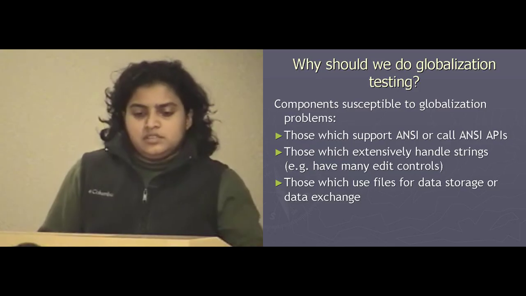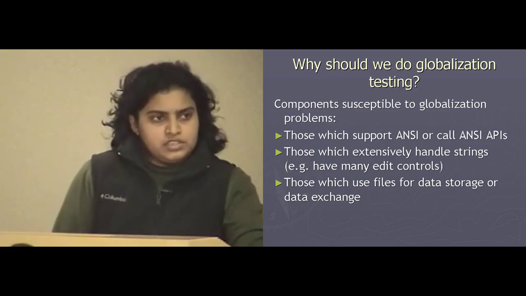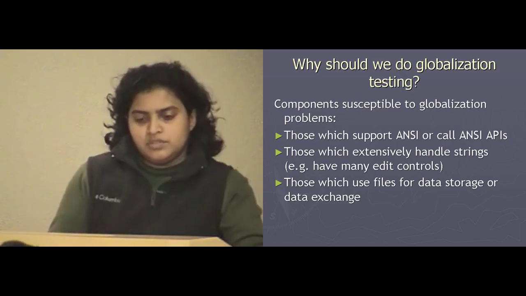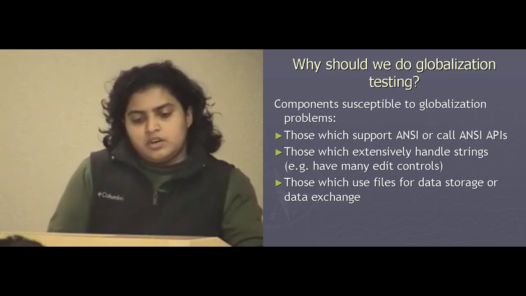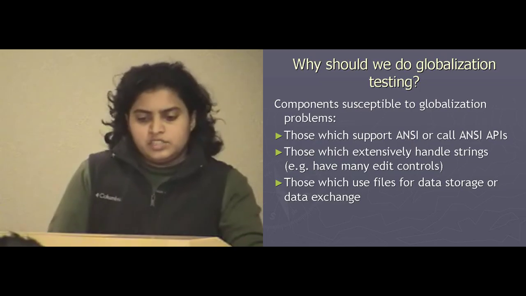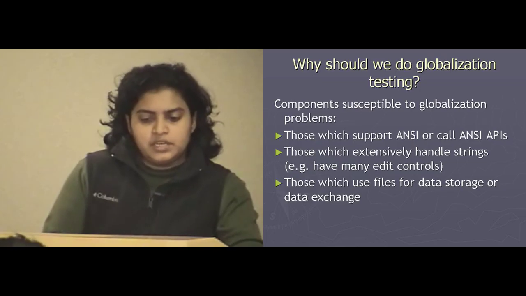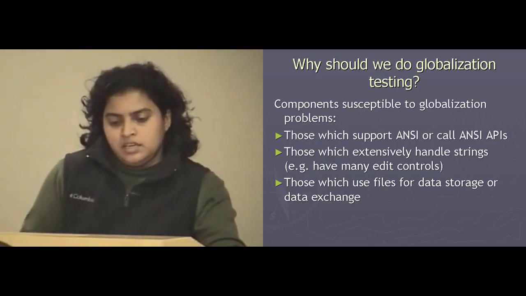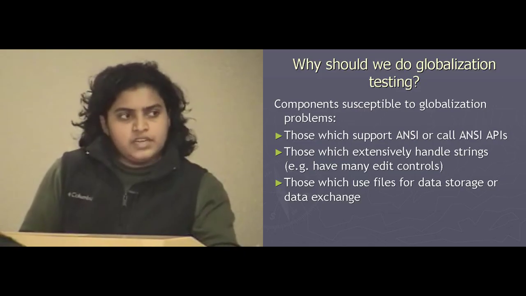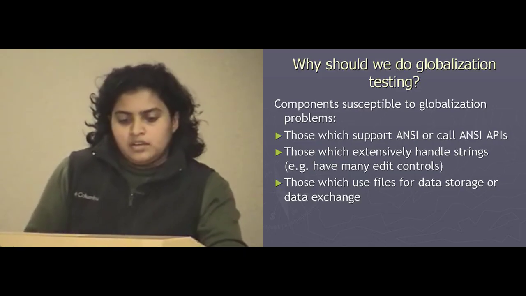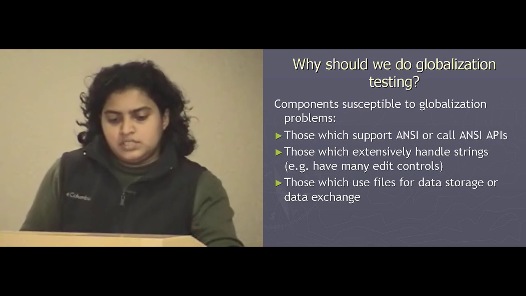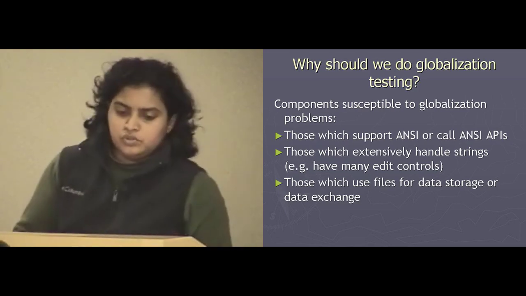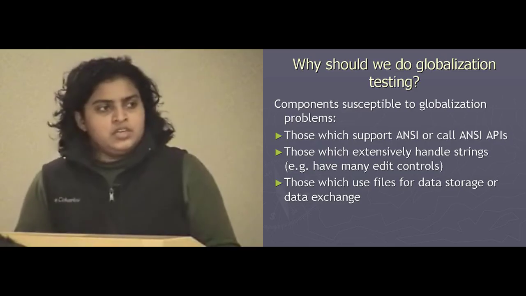So the components that are most susceptible to globalization problems are those that we tend to focus on when we do globalization testing. The components most susceptible would be anything that supports ANSI or calls ANSI APIs, components which have extensive string handling, a whole lot of edit controls that take in user input, components which use files for data storage and data exchange.